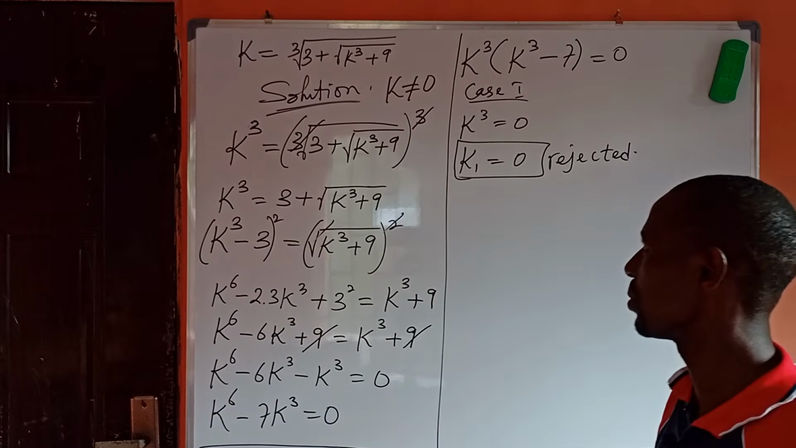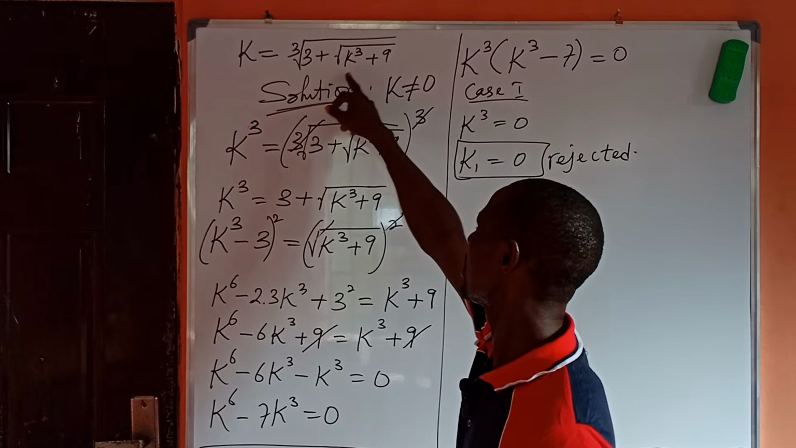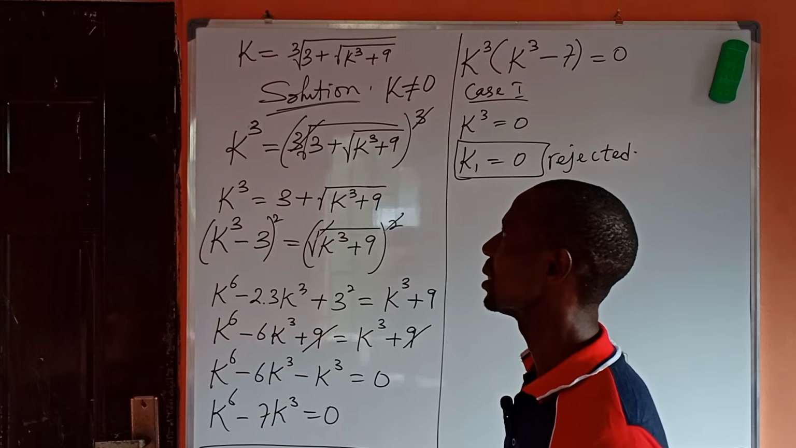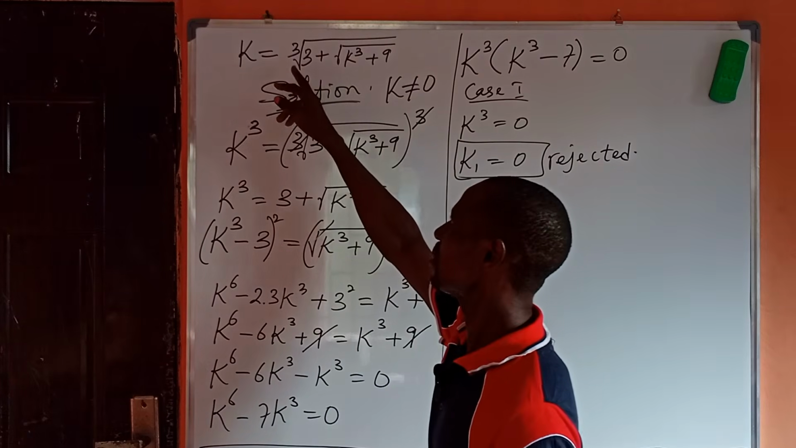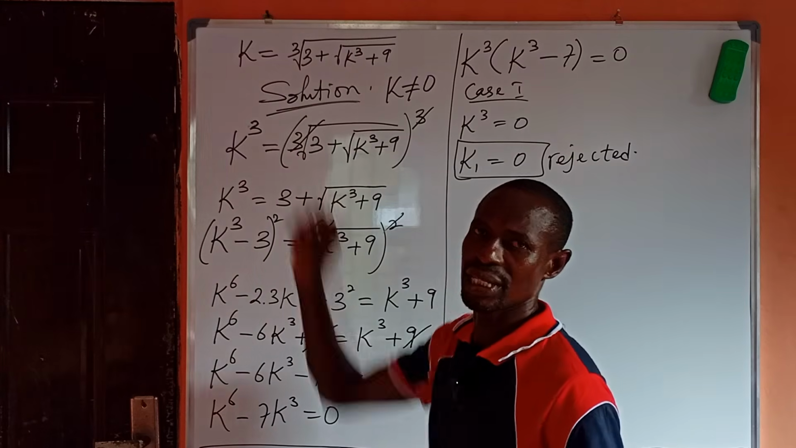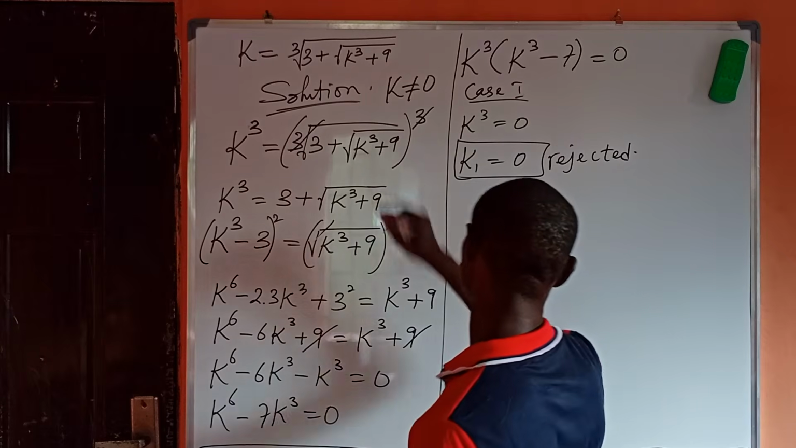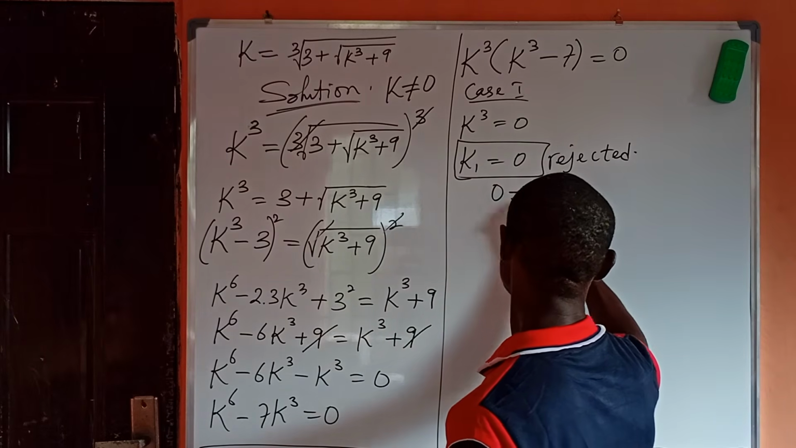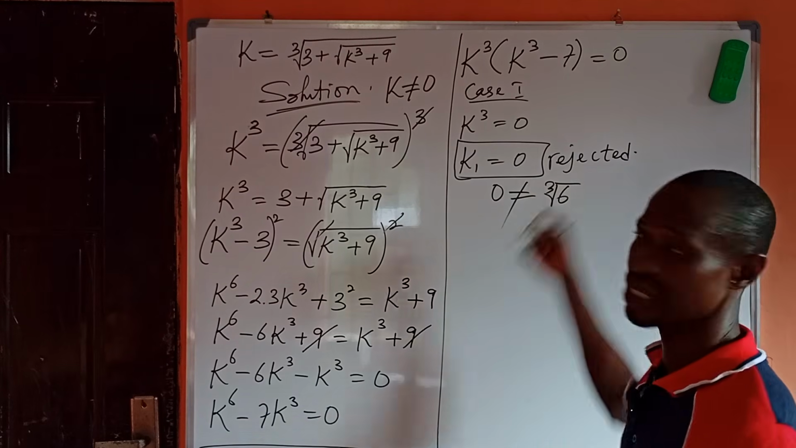How do we prove it? If we put in 0 here, we have 0 plus 9, which gives us 9. The square root of 9 gives us 3. So if we add 3 to 3, that gives us 6. So on this side, we have the cube root of 6, and on this side, we have 0. If we substitute, we have 0 equal to the cube root of 6, and 0 is not equal to this. Hence, this solution is rejected.